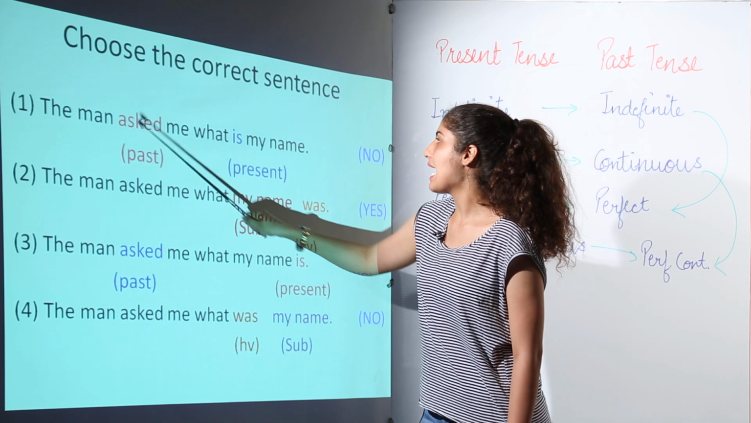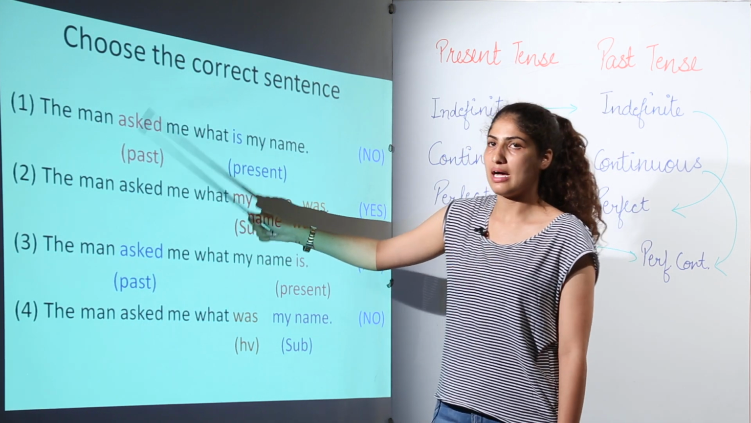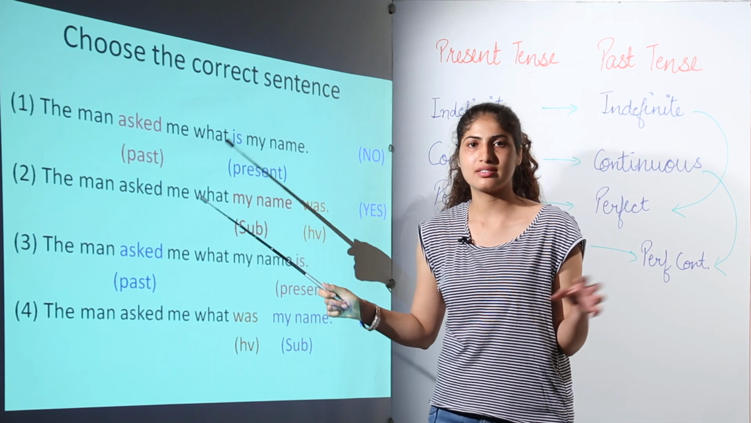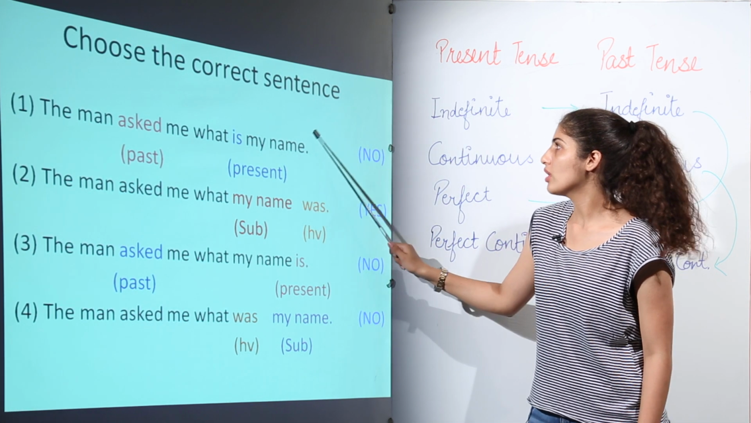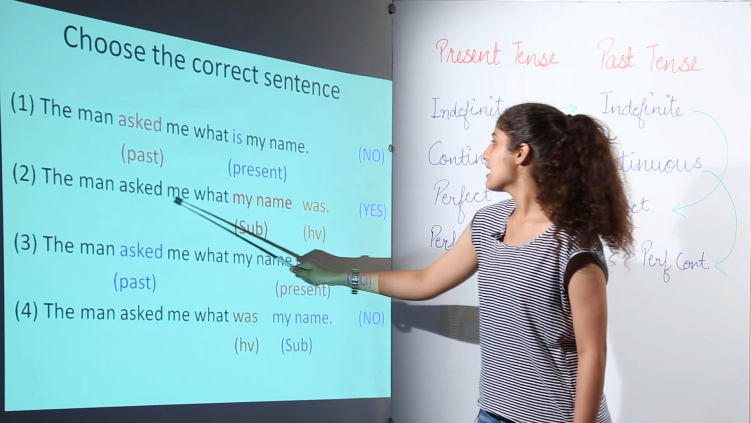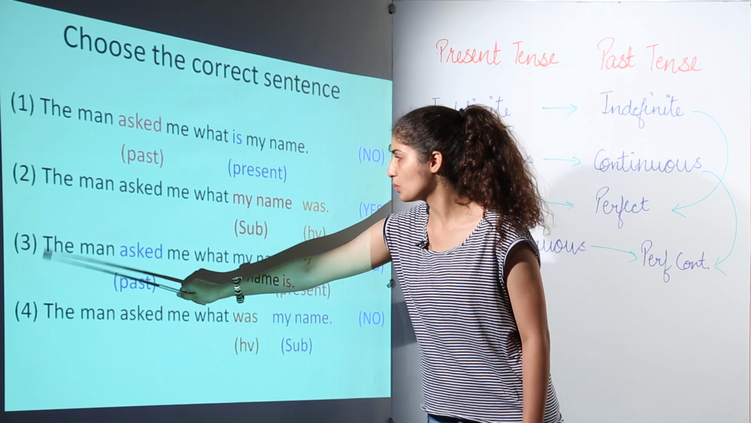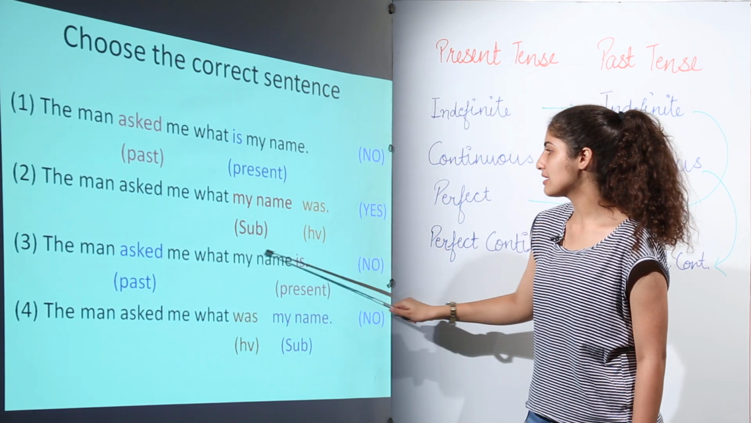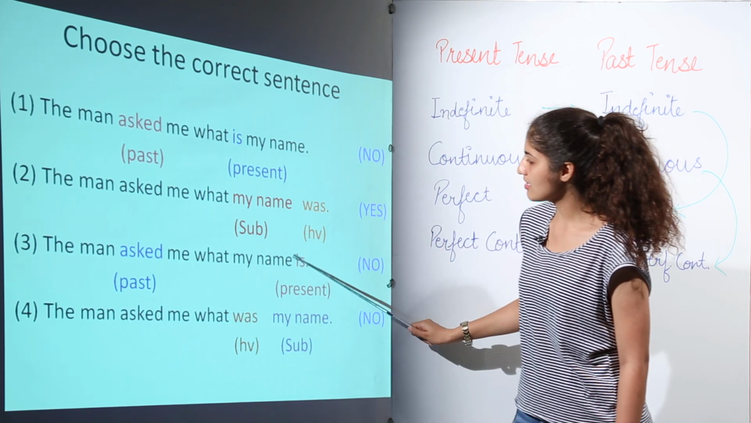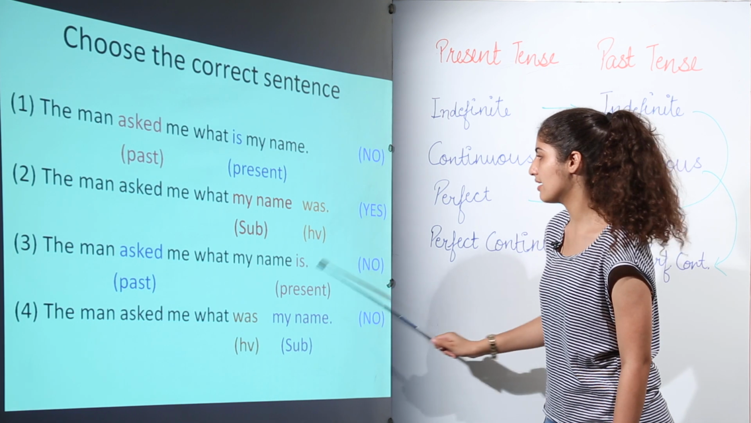See, the man asked me, "What is my name?" This ask represents that it is past, and this represents that it is present, and past and present tenses cannot be clubbed together. Therefore this sentence is not correct. The man asked me what my name was. Let us discuss this later on. First discuss the third one. The man asked me what my name is. Now this ask is representing the past, and this is representing present. So we can again cross it, we can say it is not correct.